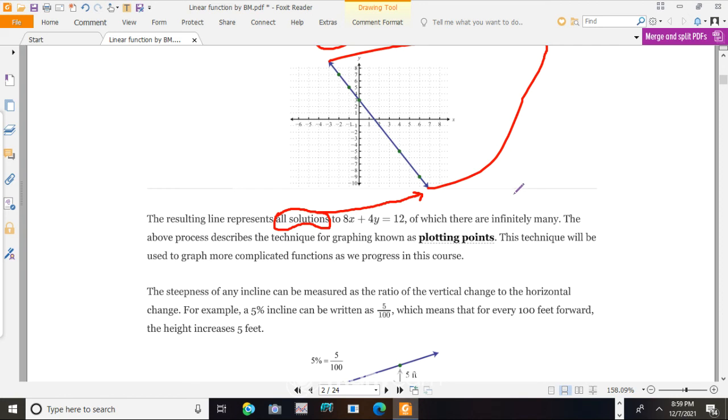Of which there are infinitely many. The above process describes the technique for graphing, known as plotting the graph. The techniques will be used to graph more complicated functions as we progress in this course.